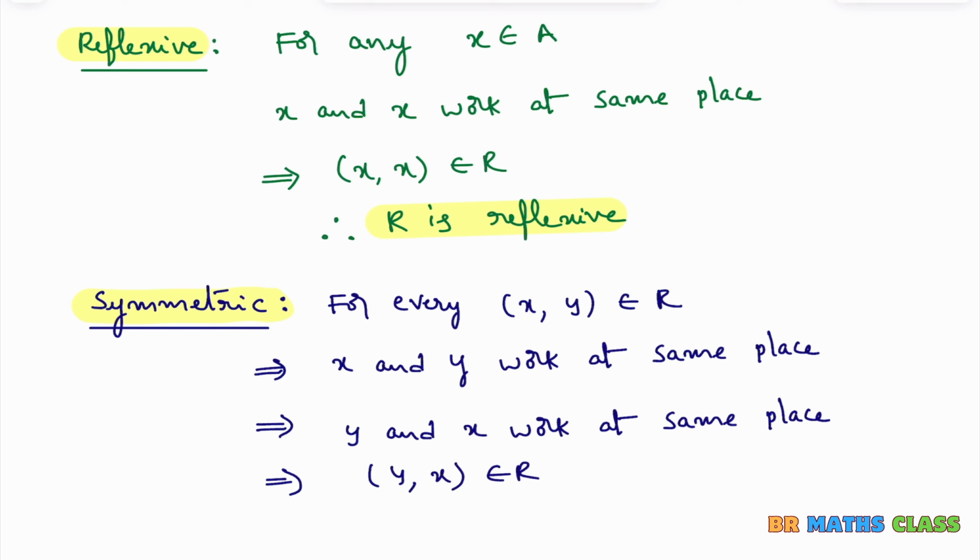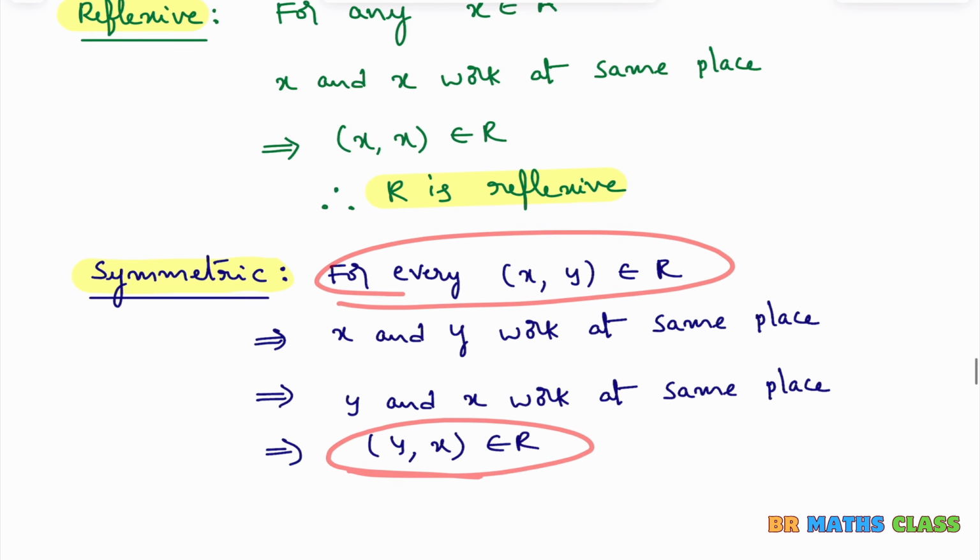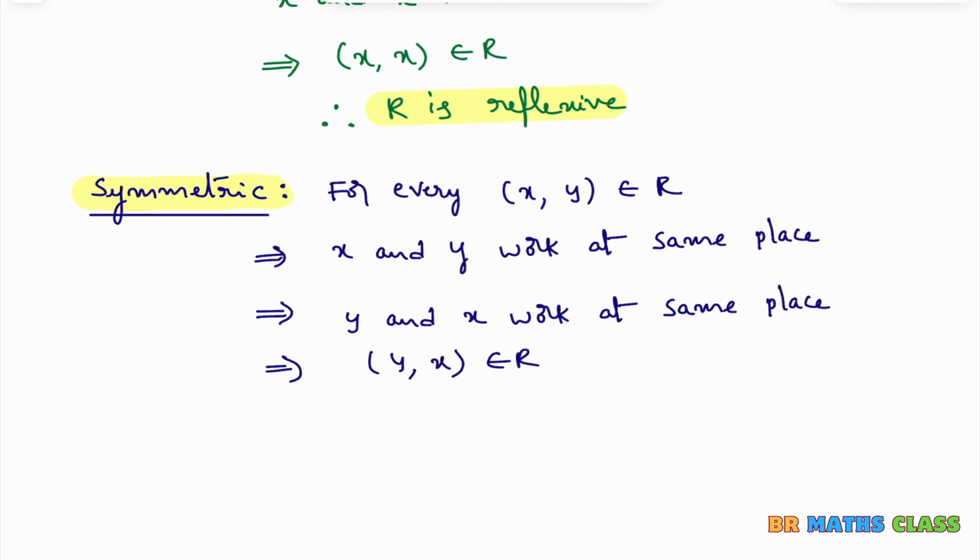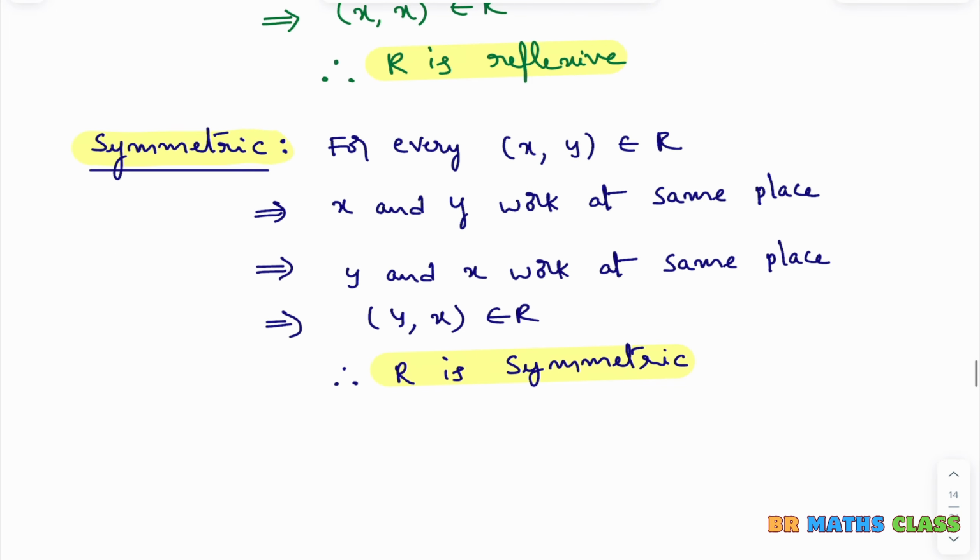So what I got here: for every x comma y in the relation, y comma x also belongs to this relation. So I can write that this relation is symmetric. Therefore, the relation R is symmetric. Now we'll check the transitive condition.